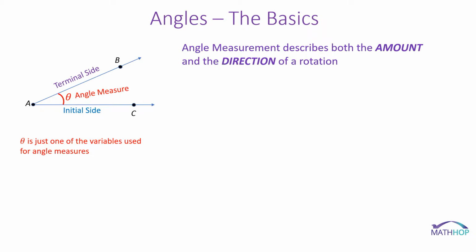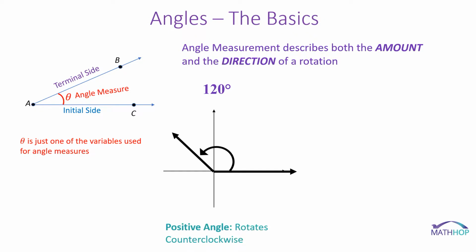I know a lot of times we simply think about positive angles, but we have both positive and negative angles. So let's go over the difference. Here we have a positive 120 degree angle, and so 120 degrees tells us the amount of the rotation, and the fact that it's positive tells us that we are rotating counterclockwise, the way that we're used to measuring angles or seeing them rotate. So positive angles rotate counterclockwise.